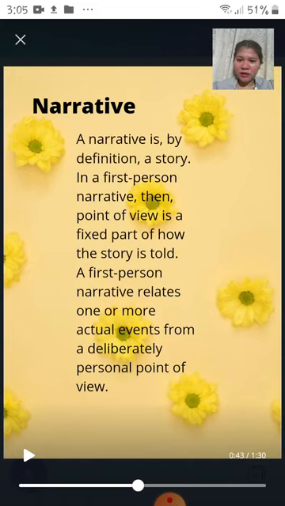A narrative is by definition a story. In a first-person narrative, then, point of view is a fixed part of how the story is told. A first-person narrative relates one or more actual events from a deliberately personal point of view.